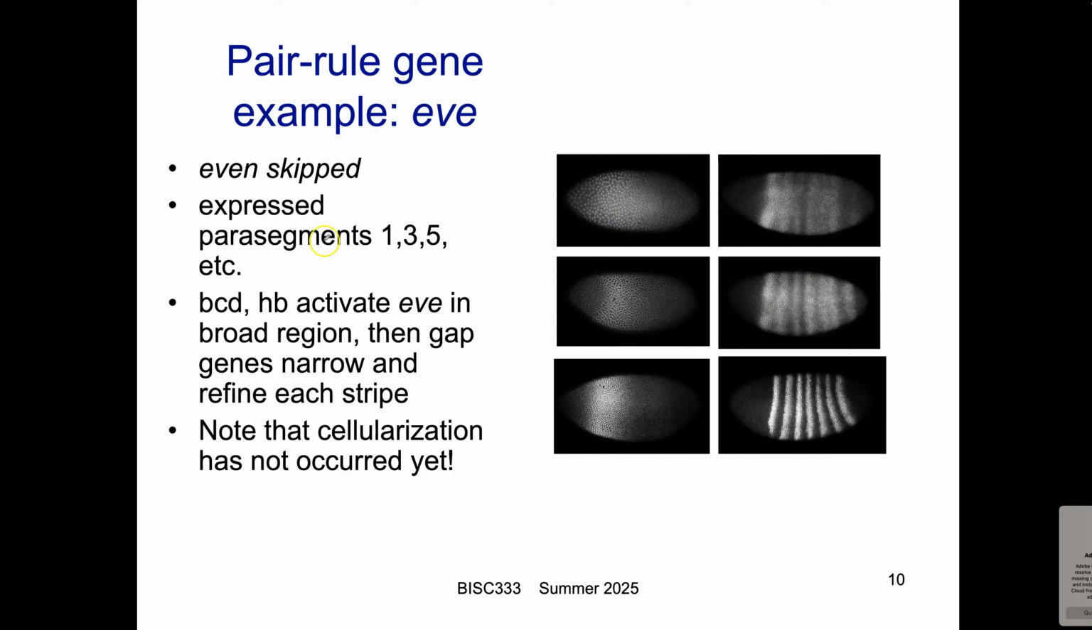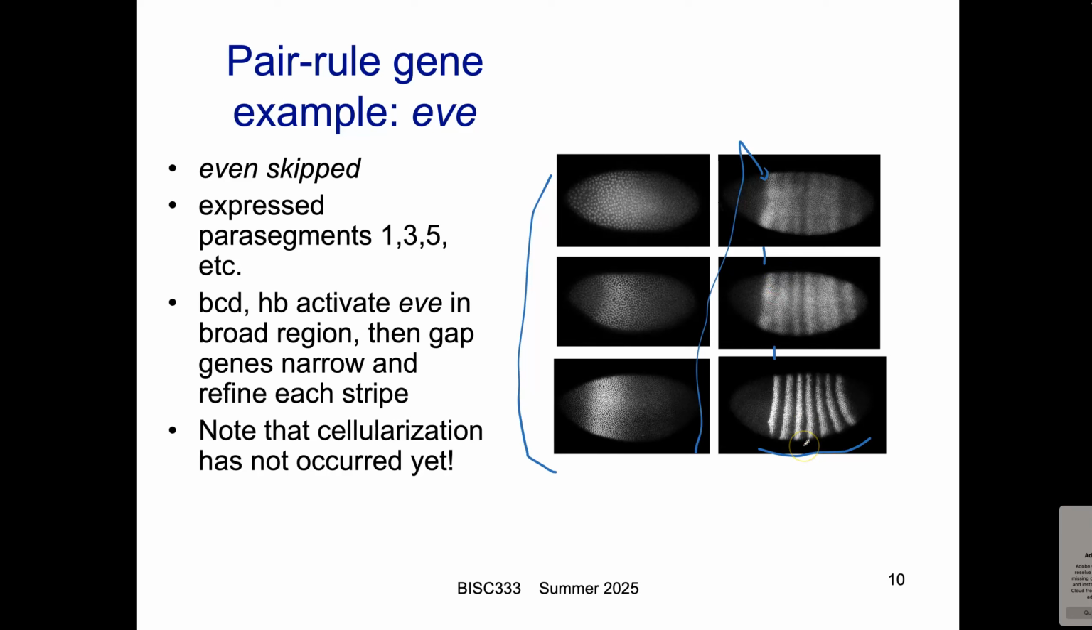And this just shows over time. So at the very beginning, when bicoid and hunchback are being expressed, they start activating Eve, even-skipped. Eve has been really extensively studied, so it's really well known. And you can see over time the nuclei getting smaller and smaller, so that means divisions have happened, but cellularization hasn't happened yet. And then you can see this is the timeline: earliest, later, later, later, and then later, later, later, and you wind up with these beautiful stripes.